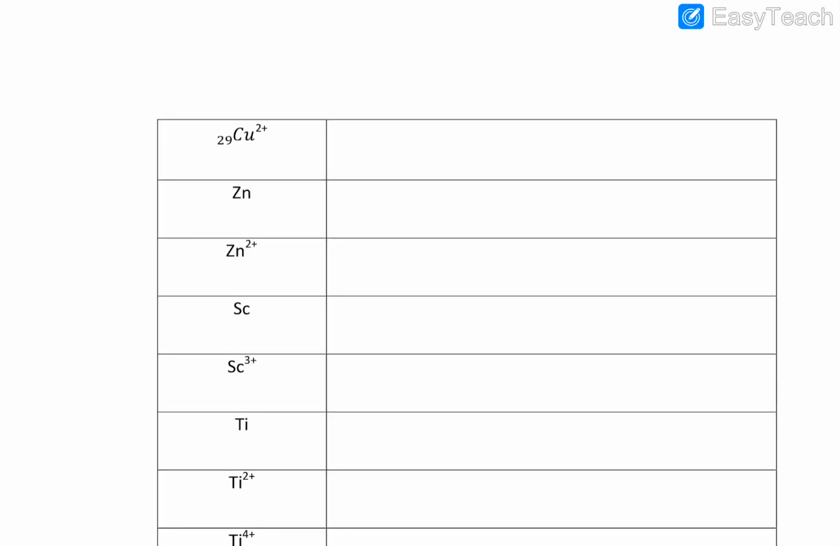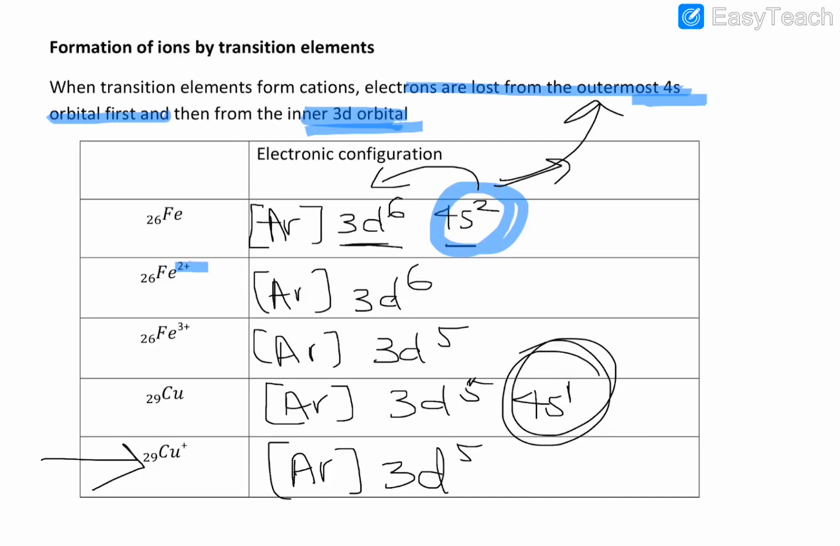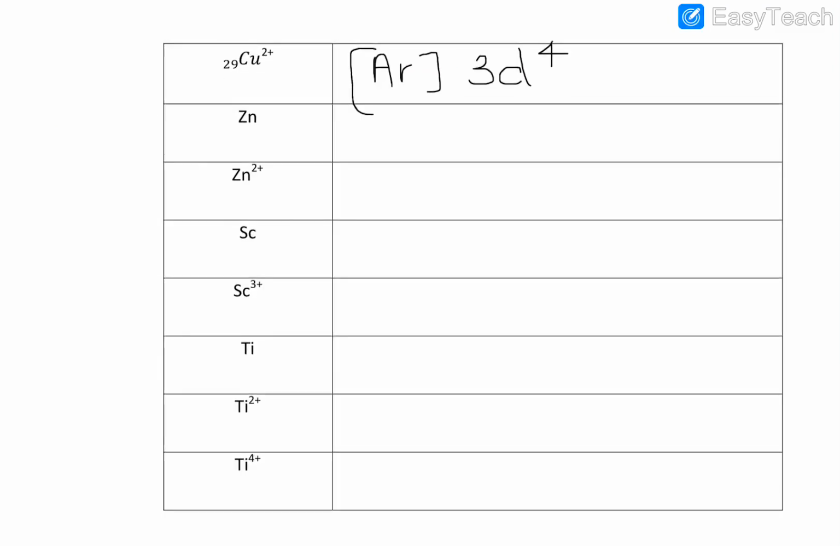Cu2 plus now is going to be Ar. We're removing 2 electrons, so 1 from 4s1 and 1 from 3d5. So we'll end up with 3d4. So try for all of them. Try the electronic configuration for all these atoms and ions, and then you can compare your answer. Pause the video, work it out, and then compare your answer.